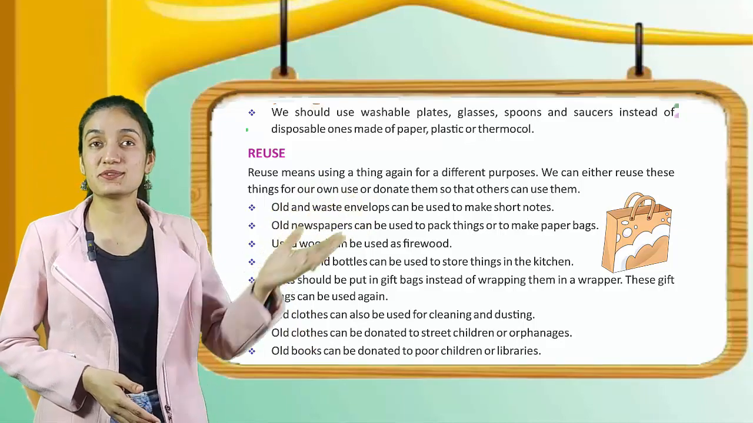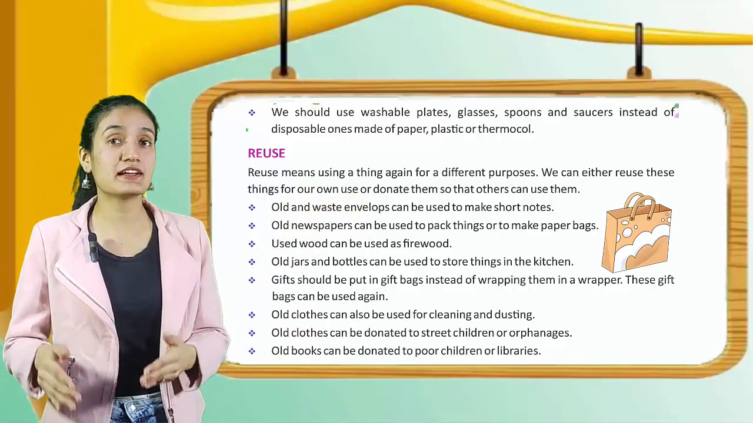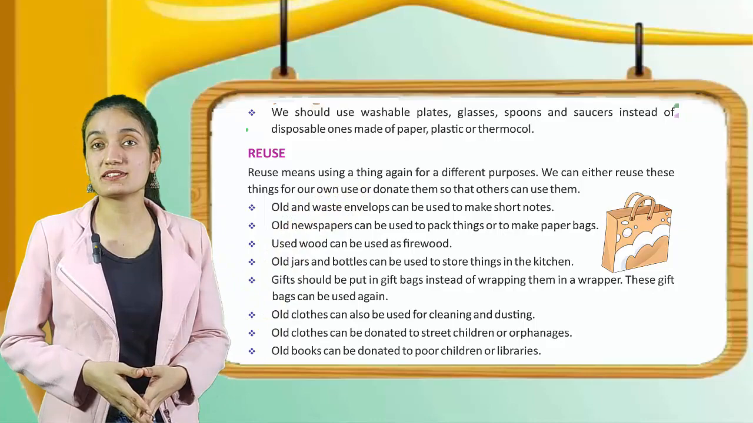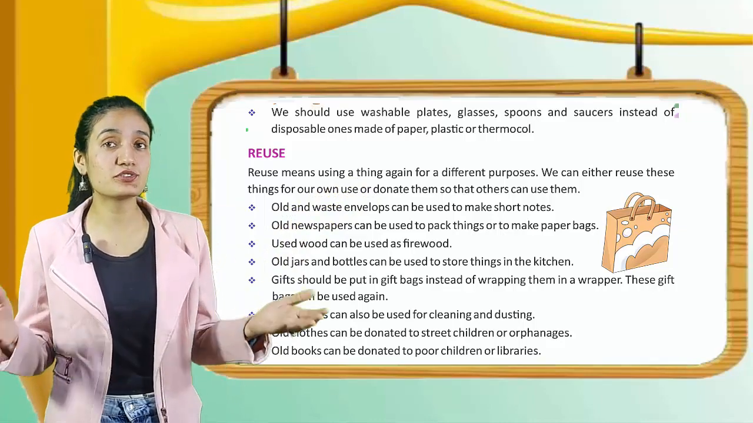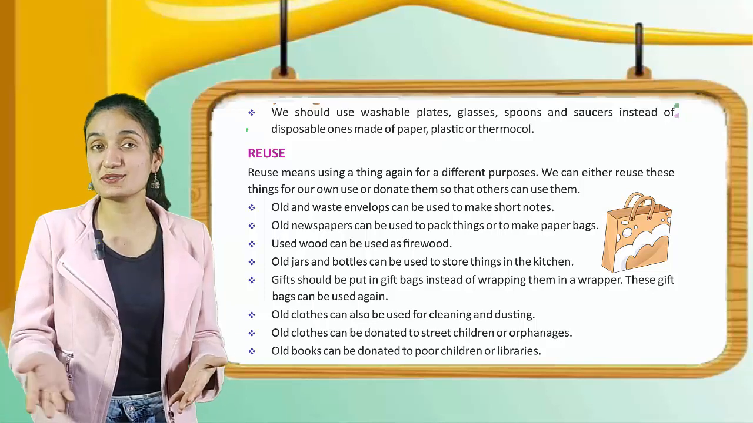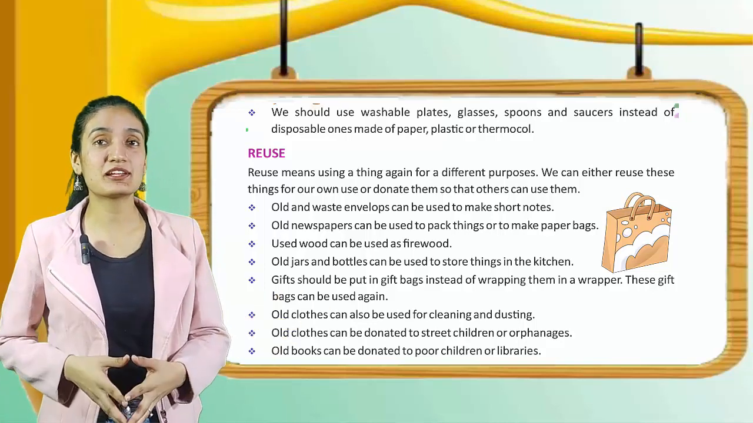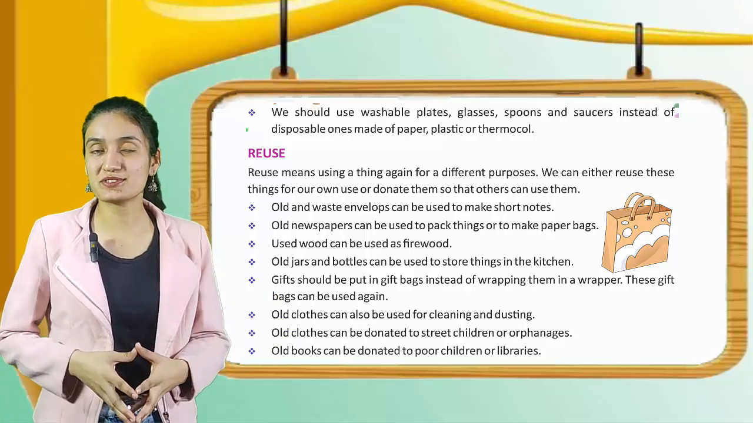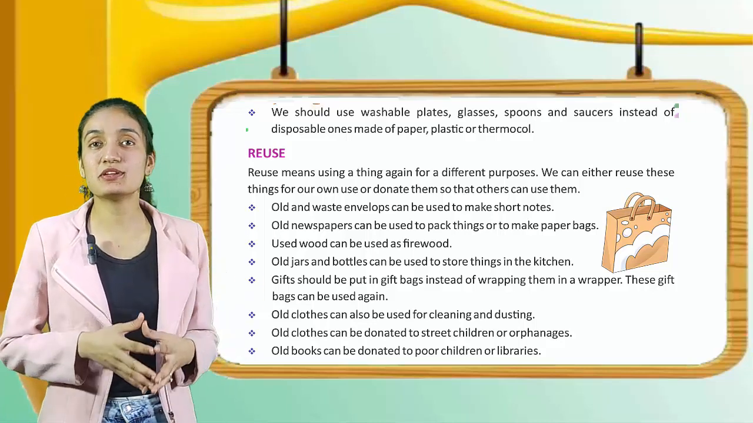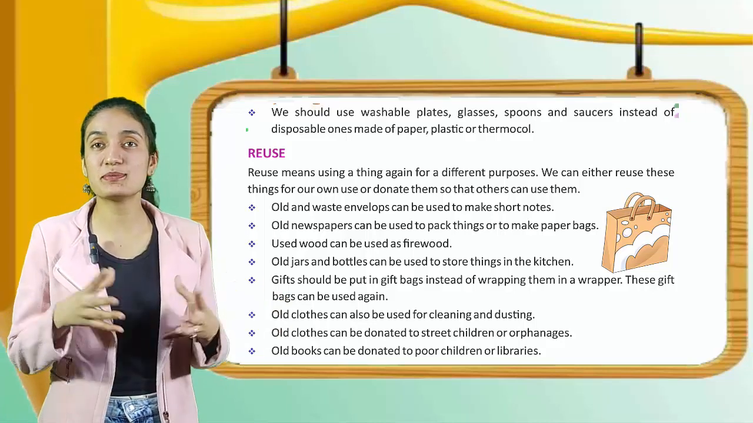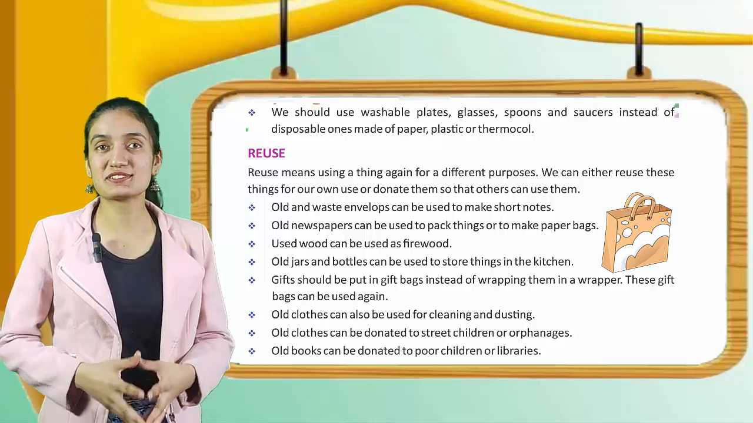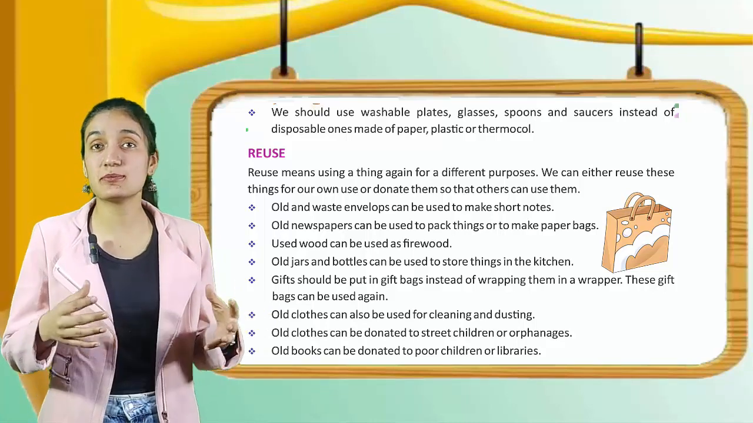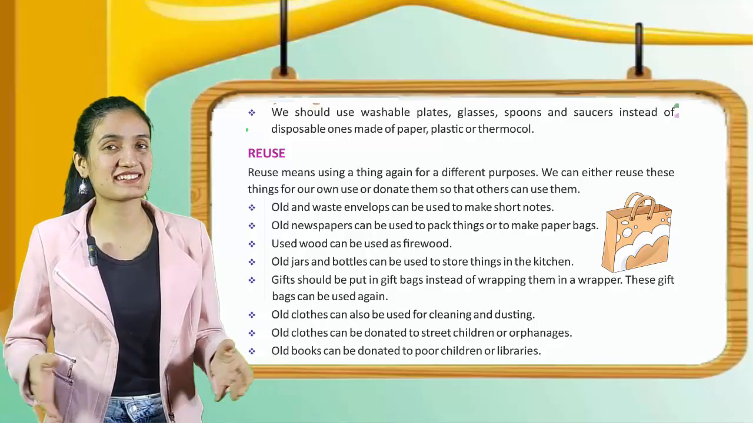Then reuse. Reuse means using a thing again for a different purpose. We can either reuse these things for our own use or donate them so that others can use them. Old and waste envelopes can be used to make short notes. Old newspapers can be used to pack things or to make paper bags. Used wood can be used as firewood. Old jars and bottles can be used to store things in the kitchen.